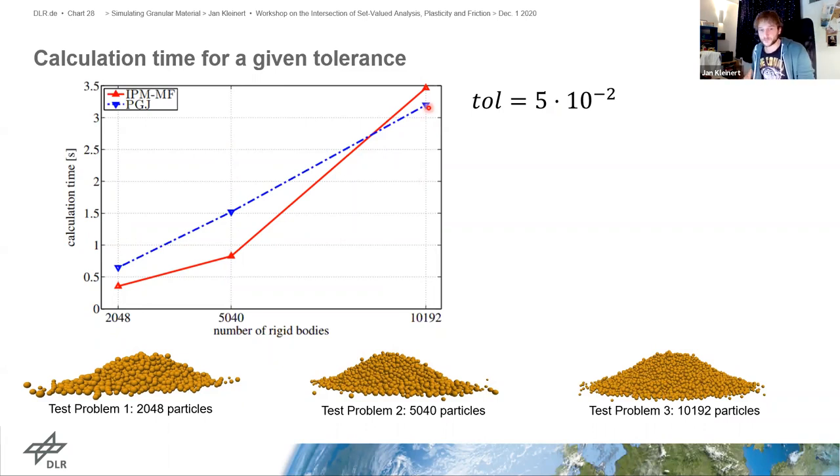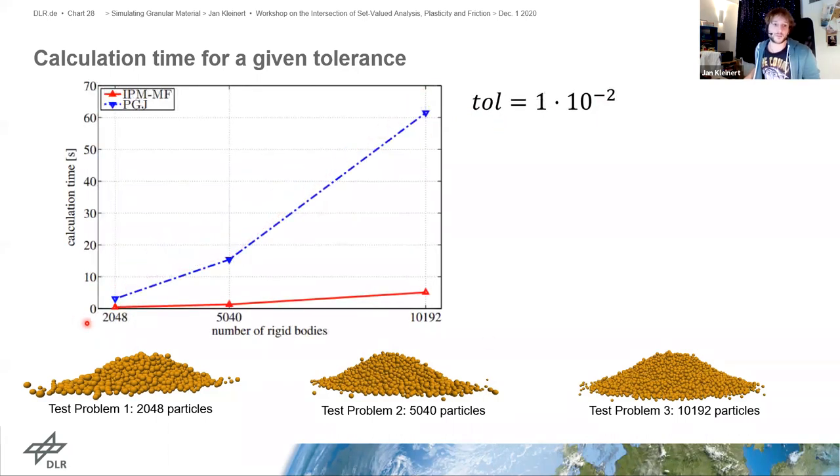So if we decrease the tolerance here, the picture looks a lot different. So we're always faster with the interior point method, and it really pays for larger problems and smaller tolerances. So basically, use projected Gauss-Jacobi whenever you don't have high accuracy requirements. But if you do, you should use the interior point method.